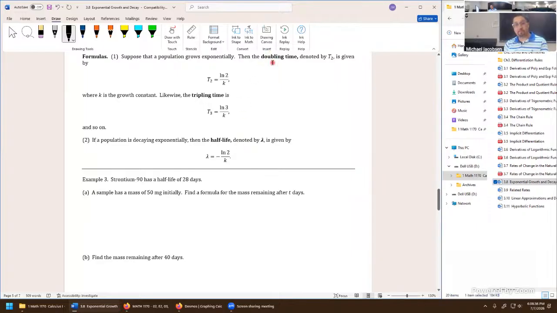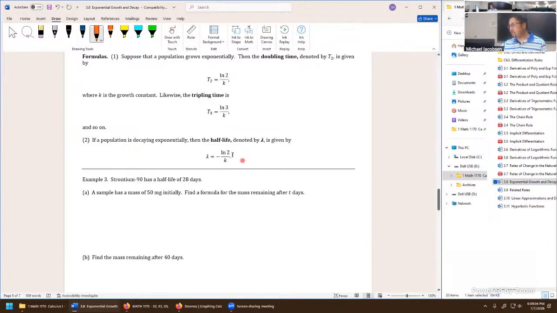So if we're talking about something growing exponentially, the doubling time, we call it T2, 2 for doubling, is natural log 2 divided by k. Tripling time is natural log 3 divided by k. Seems to have kind of a logic to it, right? And the pattern feels like it breaks. Half-life is negative of natural log 2 divided by k. Just the opposite of that.